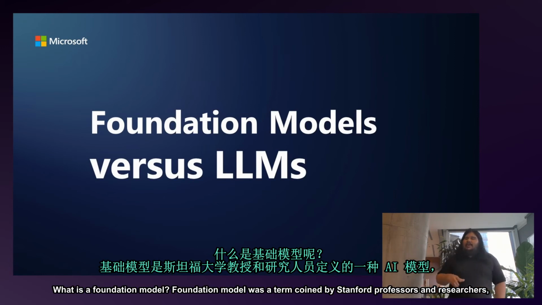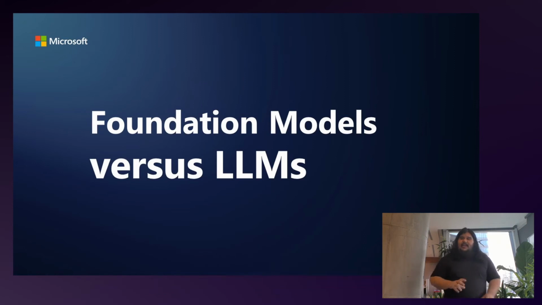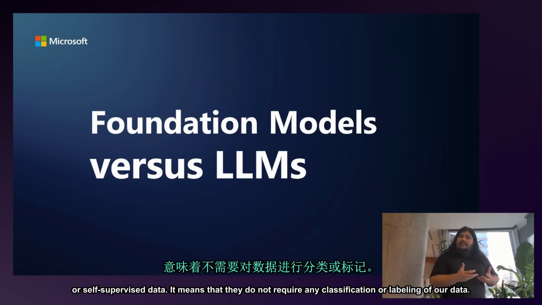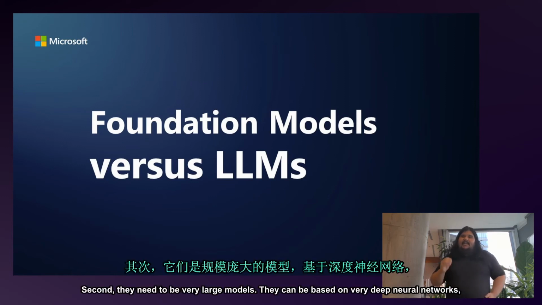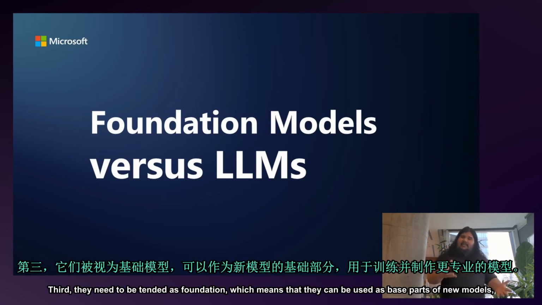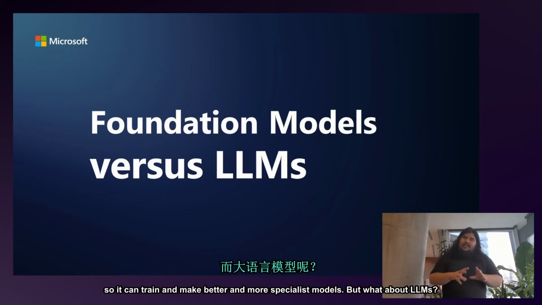Foundation model was a term coined by Stanford professors and researchers, defining AI models with the same criteria. First, they need to be trained using unsupervised or self-supervised data. It means that they do not require any classification or labeling of our data. Second, they need to be very large models, based on very deep neural networks, with billions of parameters. Three, they need to be intended as a foundation, which means that they can be used as base parts of new models, so we can train and make better and more specialized models.